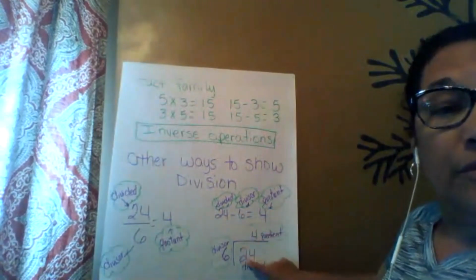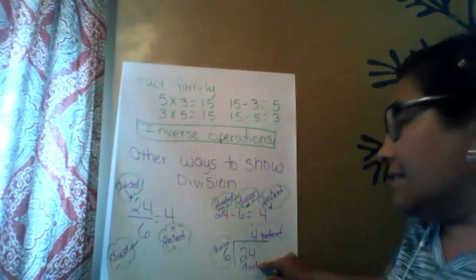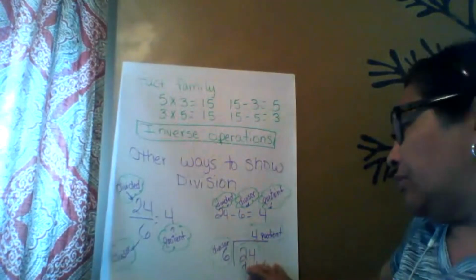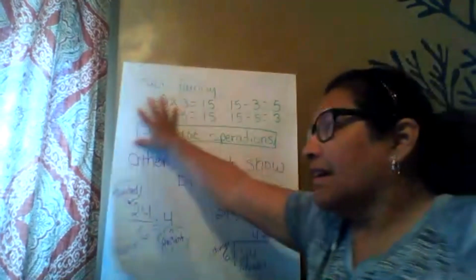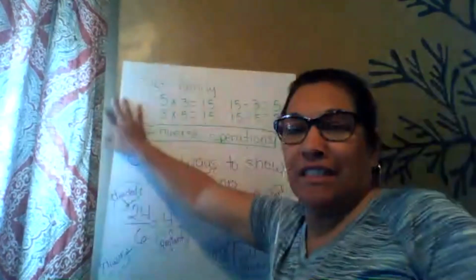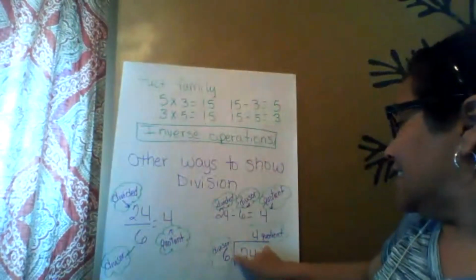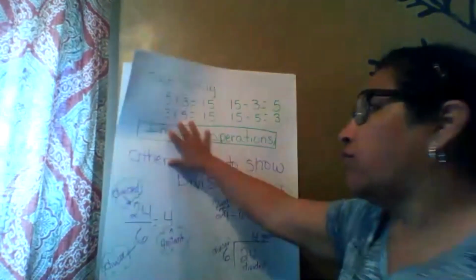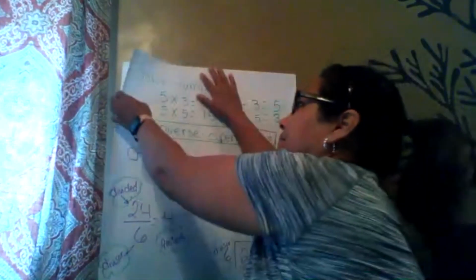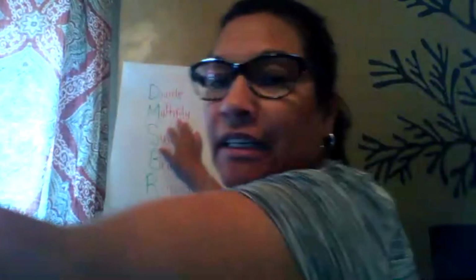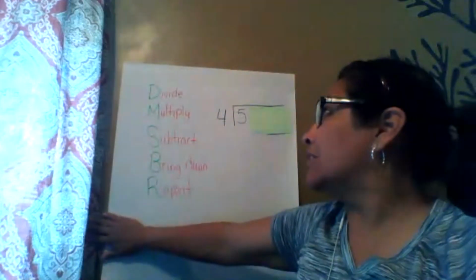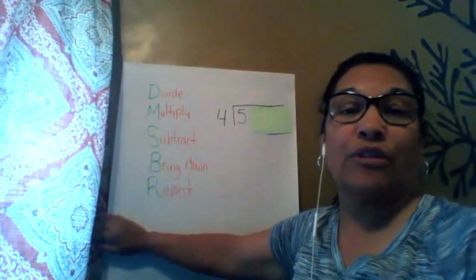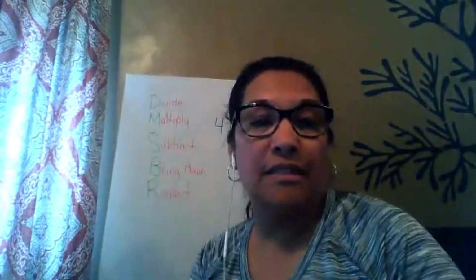Now, another way that we always do in our class is when we put it in the house. We put our dividend 24, and our divisor 6, and our quotient would be 4. Okay? Our last one, which we do as one of the steps, is we do dad, mom, sister, brother, and rover. And I'm going to show you a video so we can see it.